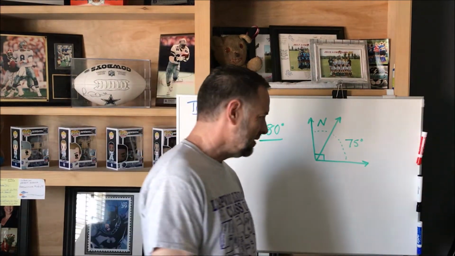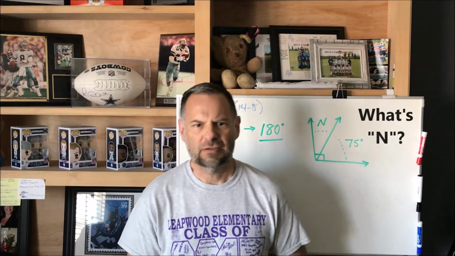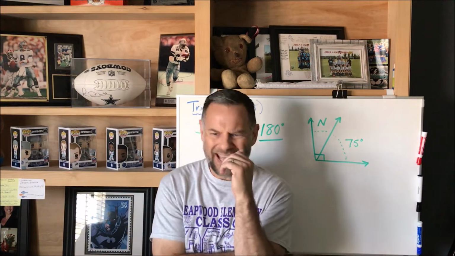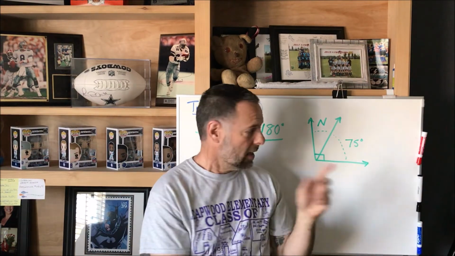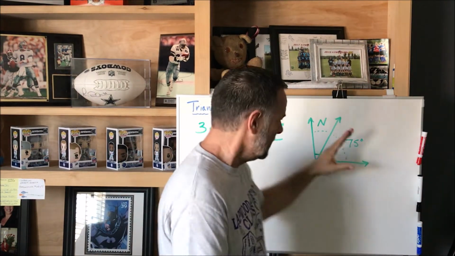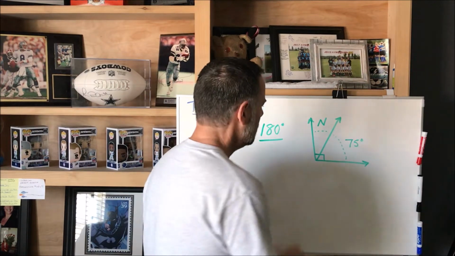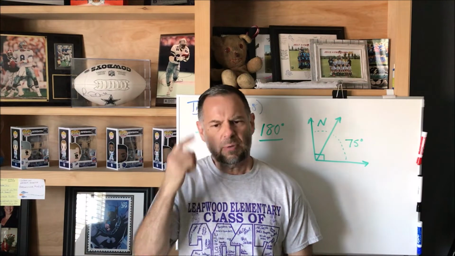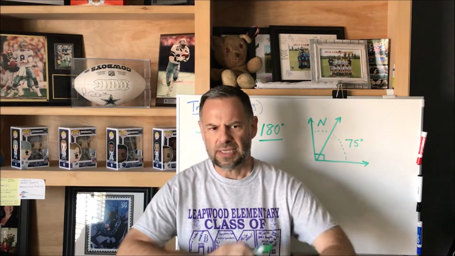Okay, we have to figure out what n is. I want to know the total degrees for this whole angle, but I got to figure out what n is. How do I figure out n? I know this part of the angle, 75 degrees. But what is this? What degrees is that? You have to start thinking about what you know about angles and triangles, those kinds of things now.